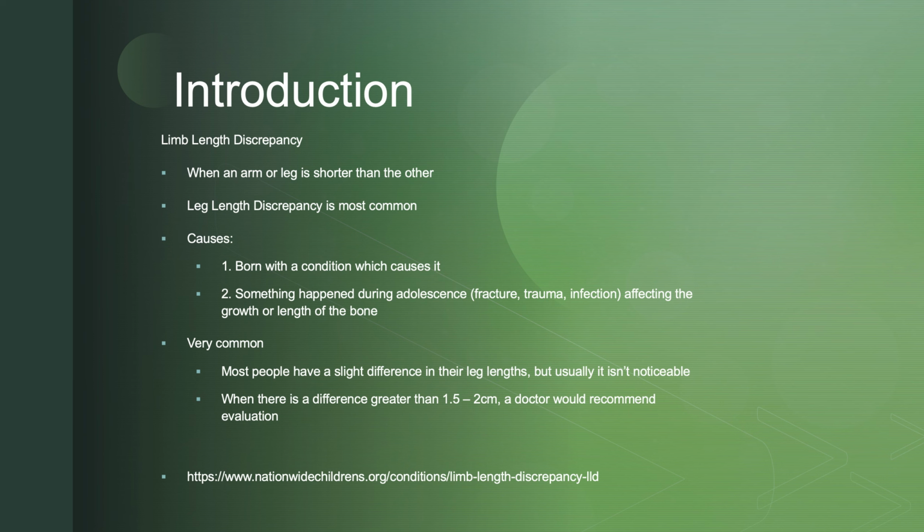Difference in leg lengths is the most common form of leg length discrepancy. The reason for the difference could either be that someone is born with it, with a condition that causes it, or they could have had something happen during adolescence when the child was growing, which affected the growth or the length of the bone. This could be caused by a fracture, trauma, or infection. This type of condition is actually very common, and most people do have a slight difference in their leg, but most of the time it's never noticeable or causes any problems in their life.